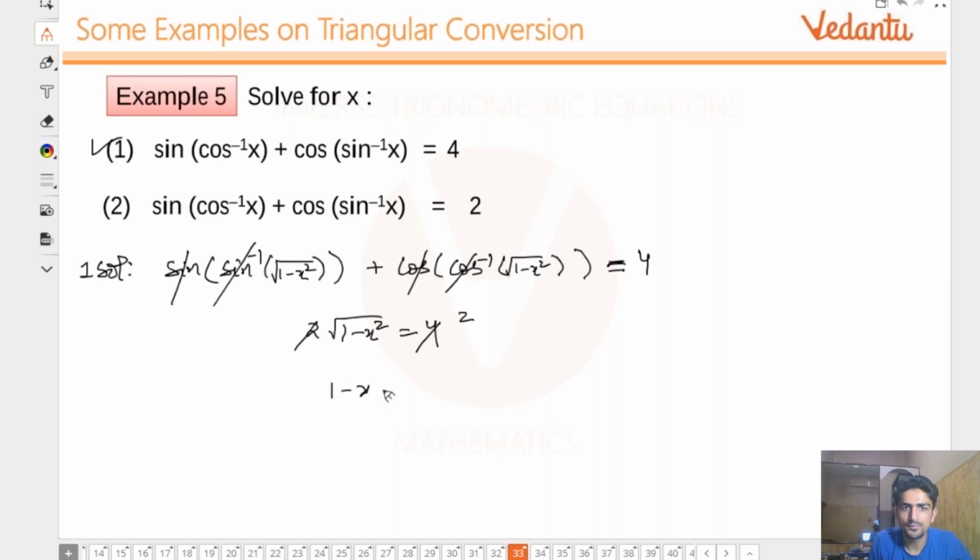Squaring both sides. So x comes out to be, did I do something wrong? Root of 1 minus x square. Perfect. So 2 times this equal to 4. Squaring. और x तो 5 आ गया, कुछ आया ही नहीं. Because you get x square equal to minus 3. So no value of x is there.